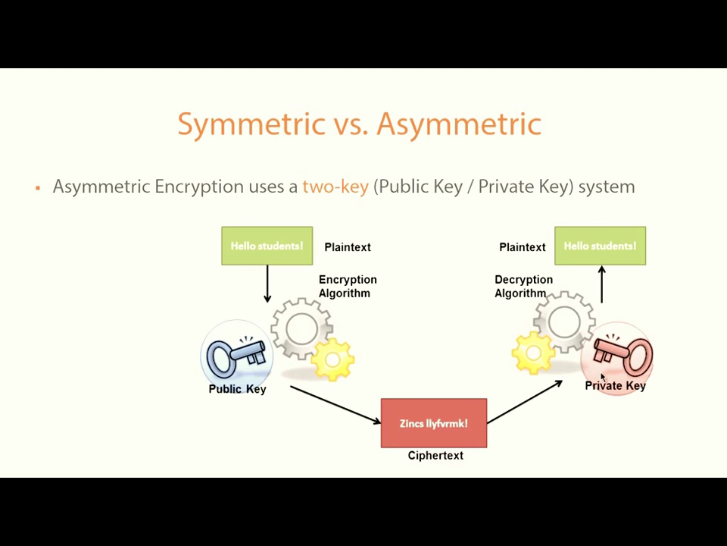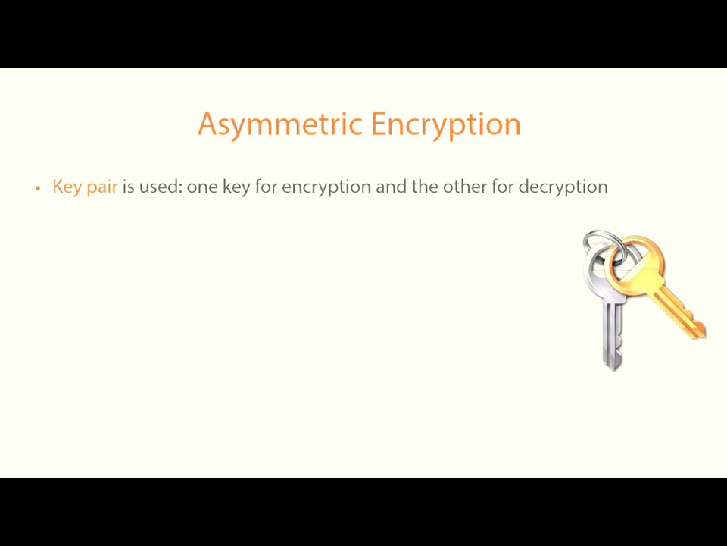It's a two-key system here that are mathematically linked. So the public key can encrypt something. The only thing that can decrypt that is the private key. All right, so that's where we get the two-key system from. So two keys, one public, one private. Now in that same situation, as I mentioned, it's a key pair, one for encryption, the other for decryption.